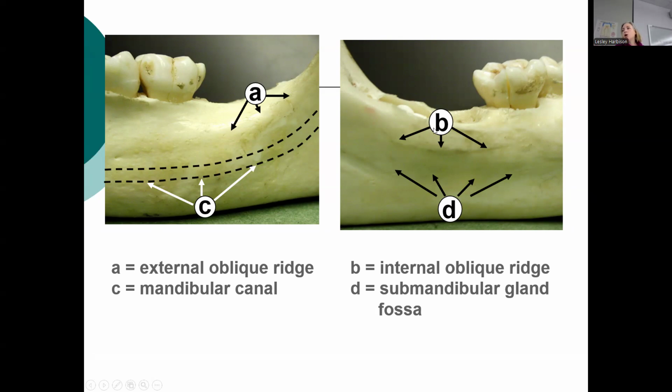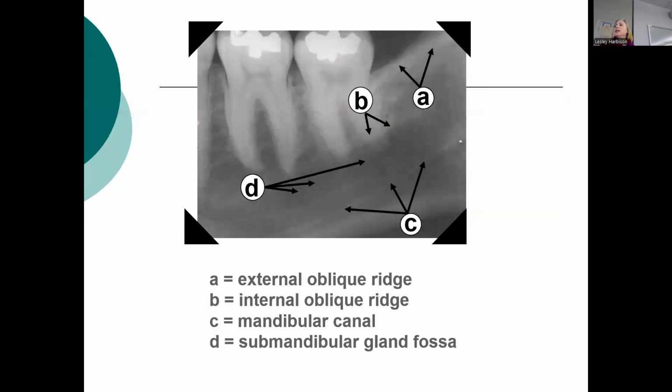We have the internal oblique ridge, where the bone gets bulbous and thicker right before it dips into the submandibular fossa. But it all kind of rides up the ramus of the mandible. I like this one better because it looks like it's coming straight. It's an easier way to identify: find your terminal molar, and that thicker white line is your external oblique ridge. Down from that is going to be your internal oblique ridge.